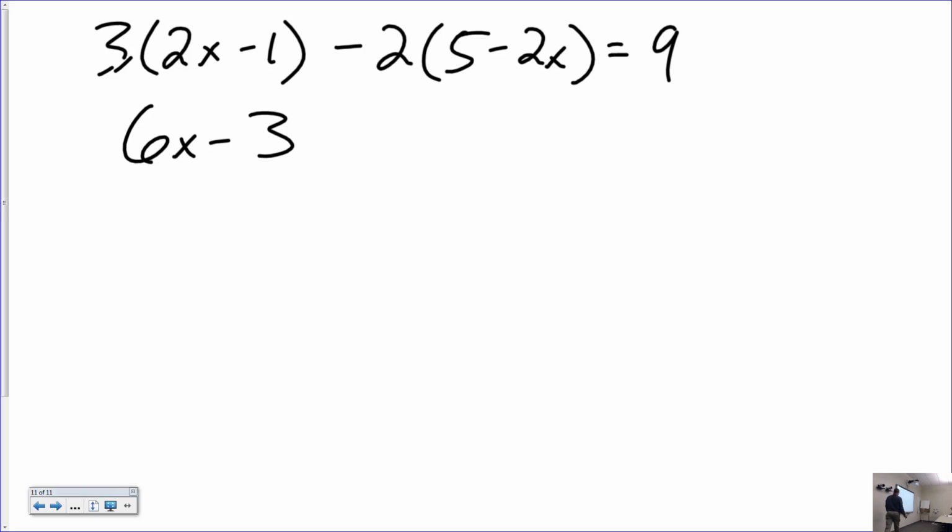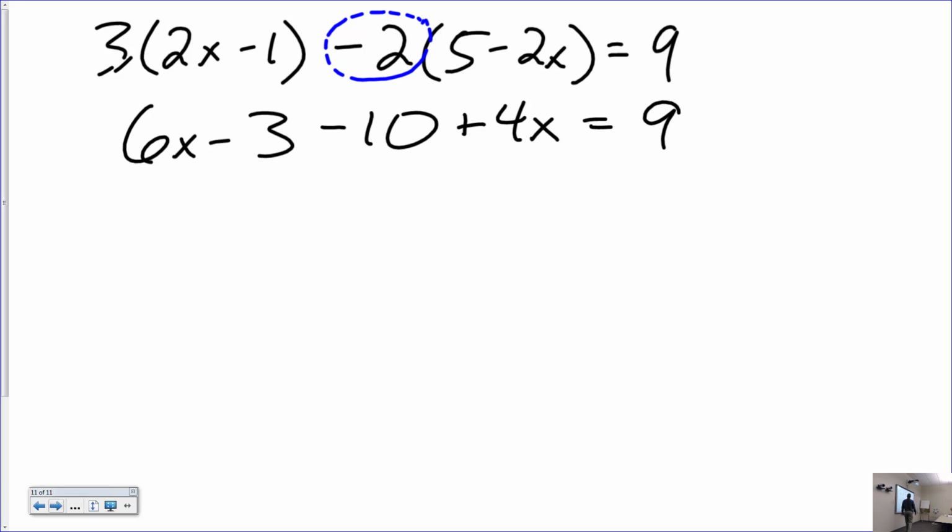Now, be careful distributing the next. Minus 10 plus 4x. Yeah, so negative 2 times 5 gives you a minus 10, plus 4x. What do we do next? Combine 6x and 4x for 10. 6 x's and 4 x's gives us 10 x's.